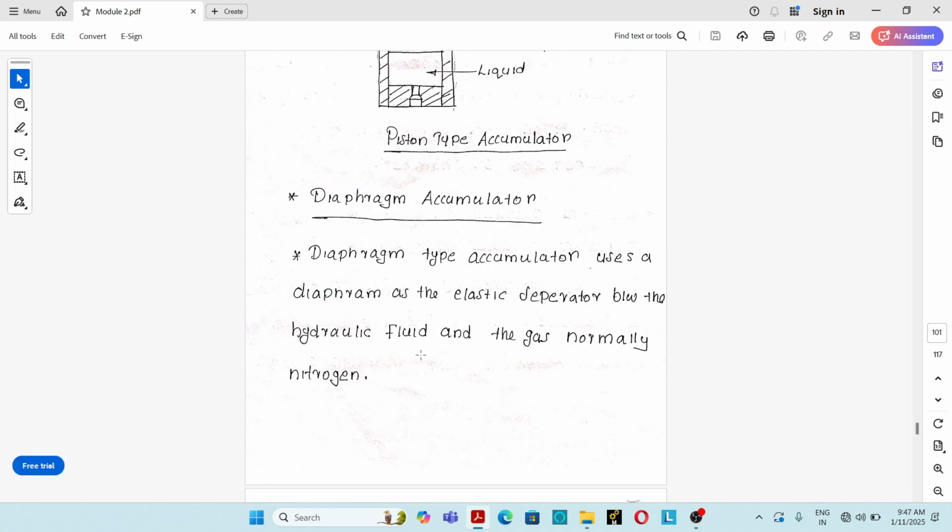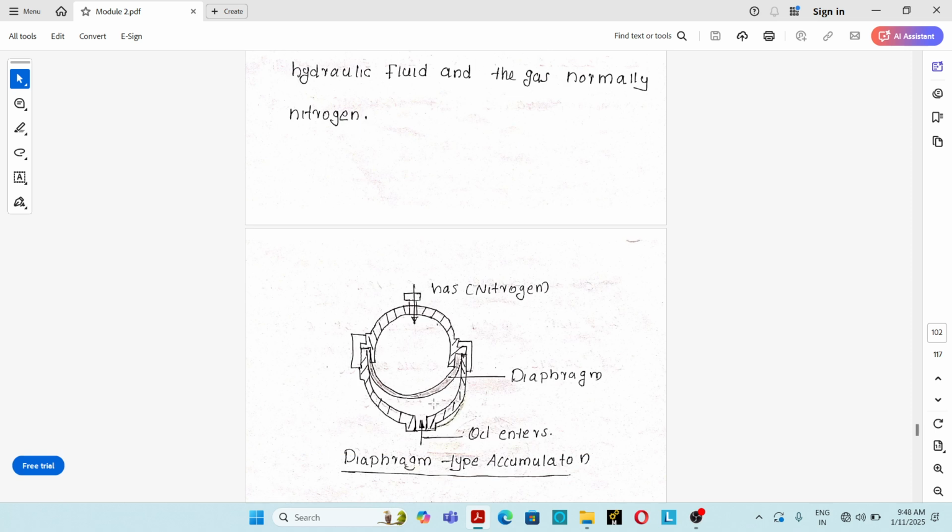Second one is the diaphragm type accumulator. In the diaphragm accumulator, the diaphragm is the elastic separator between the hydraulic fluid and gas. The diaphragm type accumulator uses a diaphragm, which is the elastic separator between the hydraulic fluid and gas. The gas commonly used is nitrogen. So this is the diaphragm, the elastic member that separates the nitrogen gas and oil.